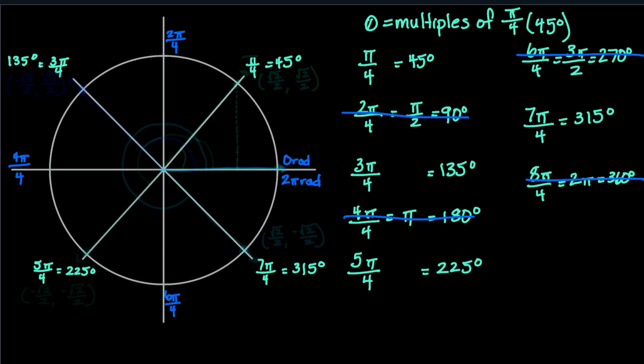So in pi over 4, there are 4 angles we're focused on. Pi over 4 is in quadrant number 1. 3 pi over 4 is in quadrant number 2. 5 pi over 4 is in quadrant number 3. And 7 pi over 4 is in quadrant number 4. The quadrants are very important because they help us identify the sign of our coordinate point. So we'll start by creating the angle pi over 4.